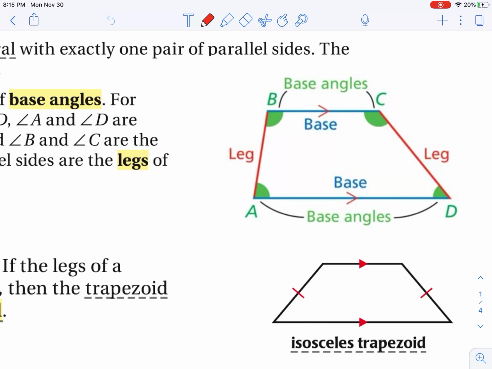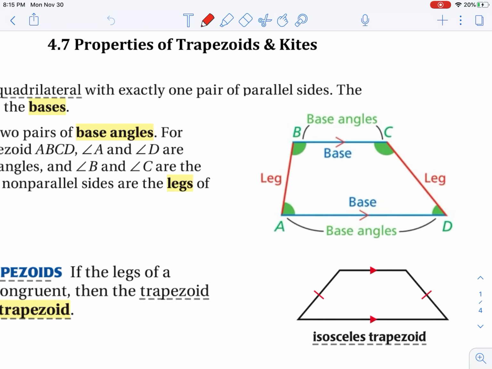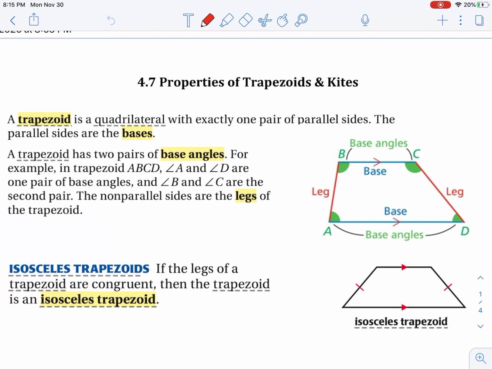The red sides are called our legs. Those are our non-parallel sides. So our parallel sides are our bases and our non-parallel sides are our legs.